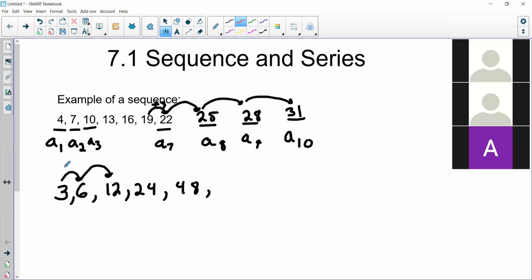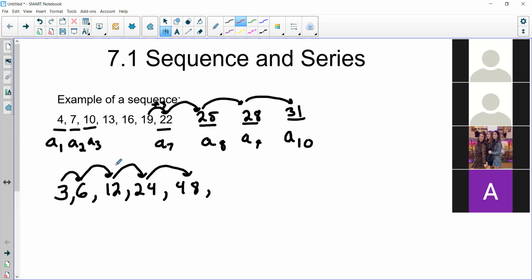Eliana, can you finish it off? What are we multiplying each time? I think it's 3 plus 3 gives you 6, 6 plus 6 gives you 12, 12 plus 12 gives you 24. Yeah, that's fine. But when you add something to itself, it's the same thing as multiplying by 2. So here, what we're doing each time is multiplying by 2.